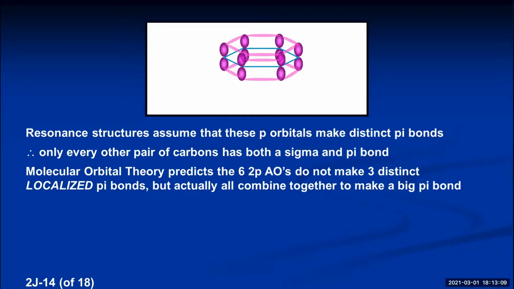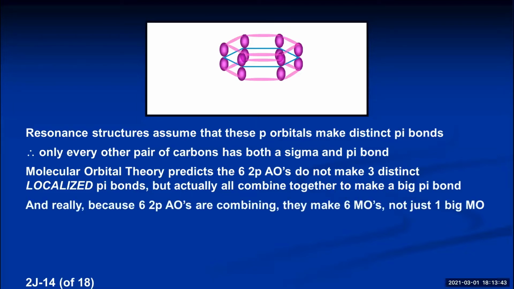Okay? Now, there's one false statement you've written down here. It has to do with this word right here, because that's really not true. The 6 2p atomic orbitals do not all combine together to make one big pi bond. If you're starting with 6 atomic orbitals, how many molecular orbitals do you have to make? 6. So this is not really just one big molecular orbital created. It's really a system of 6 molecular orbitals, but I'm not going to draw each of them individually, but they all encompass all 6 atoms is really the key.